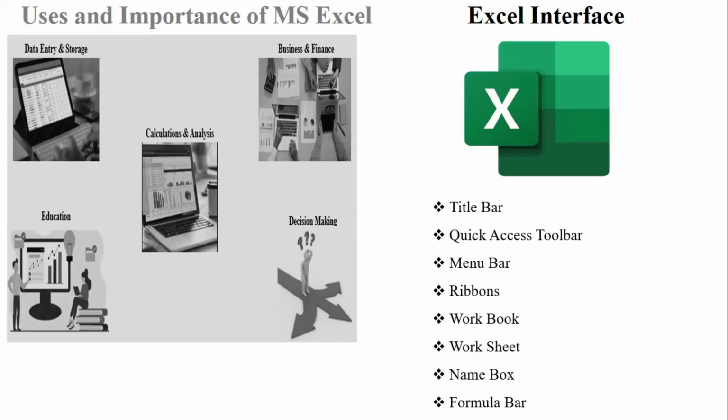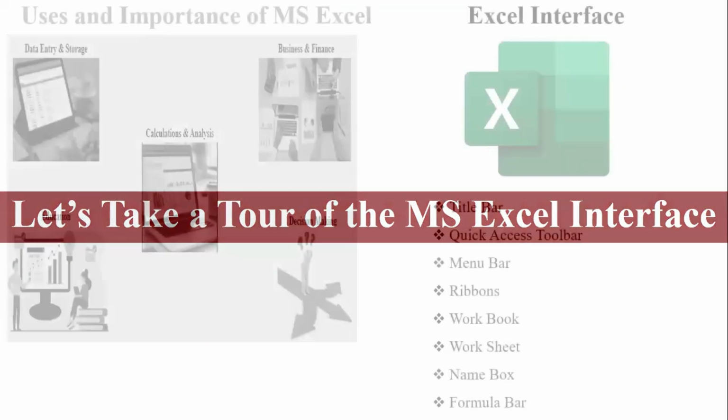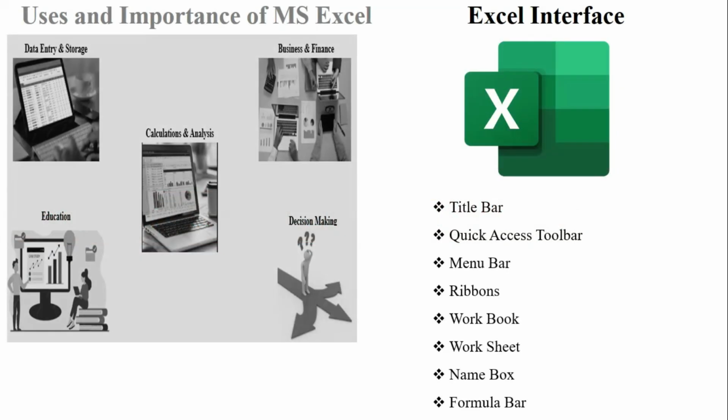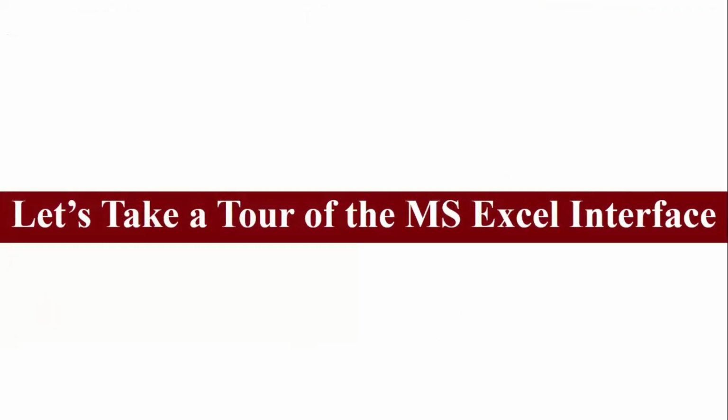We have the name box. It's a feature in Microsoft Excel that allows you to create a named range or cell reference. Then we have the formula bar. This is a critical feature that allows users to enter or edit data, formulas, and functions directly into any cells. So these are the main icons in the Excel interface. So let's take a tour of the Microsoft Excel interface and see how it looks.